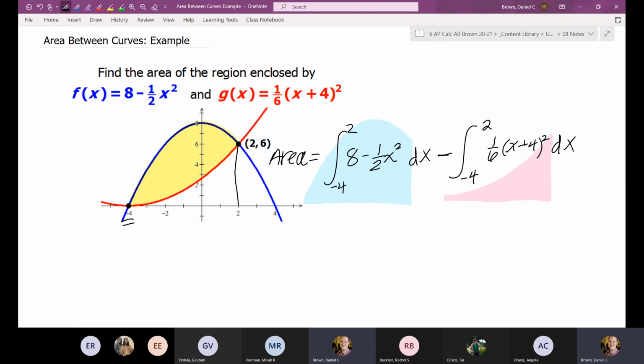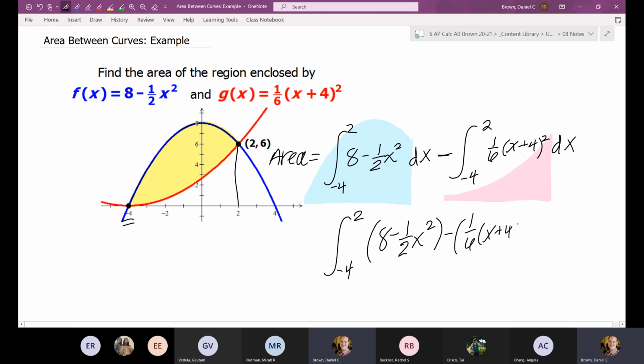Now there are ways we can simplify our answer. Both of these have the same limits of integration. They both go from -4 to 2. So you can write it as a single integral from -4 to 2. There is the upper function minus the one underneath it, and then dx at the end.